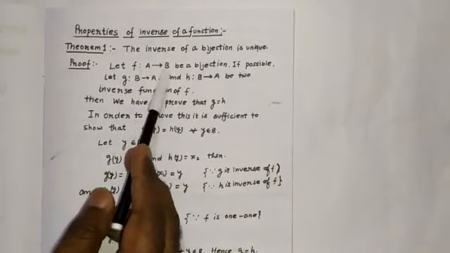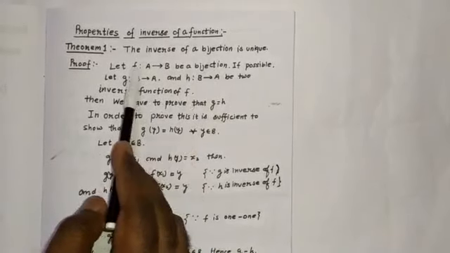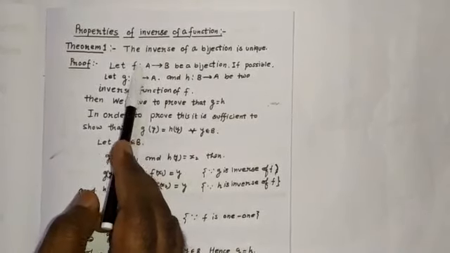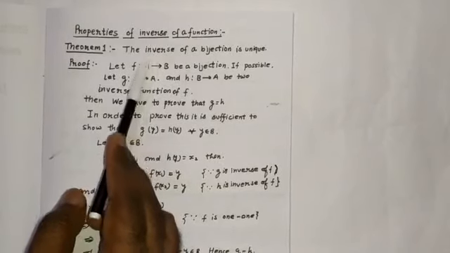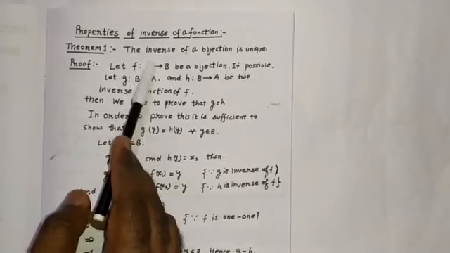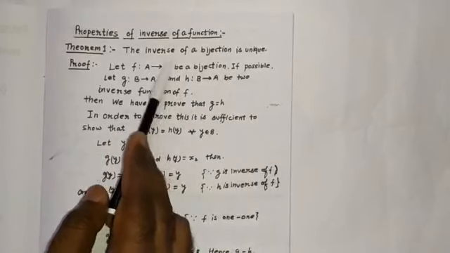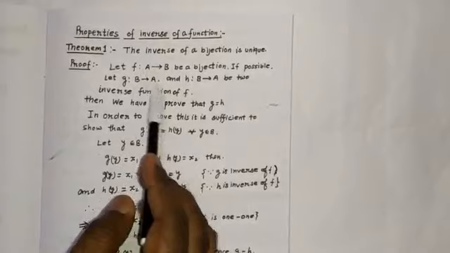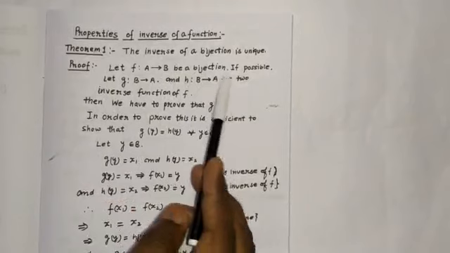Let f maps from A to B be a bijection. Bijection means bijective function. f is a bijective function, it means f is one-one and onto. One-one means in the domain set A, every distinct element has distinct images. Onto means every element of the codomain set should be associated to a domain element. f is one-one and onto, it is given.